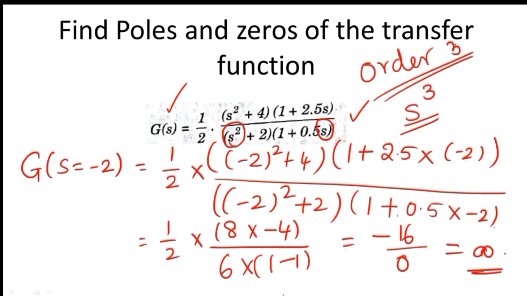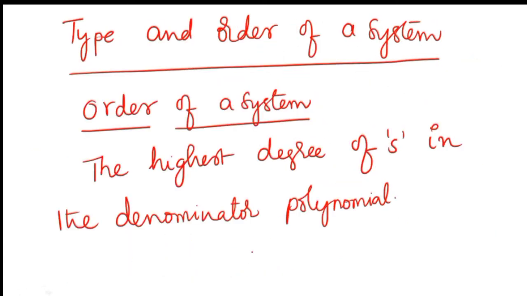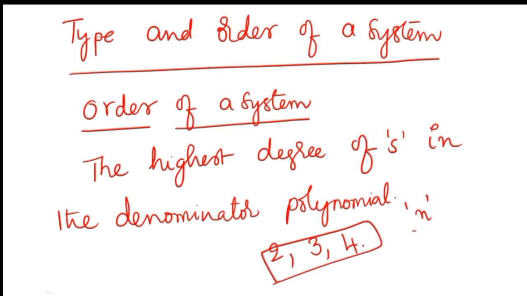Okay. So, what is the order of the system? It is the highest degree of S in the denominator polynomial. The highest degree may be any value. In general, we deal with systems that have highest degree equal to 2, 3, up to maximum 4. But in general, we take nth order system. We take order of the system as n. That means s power n, s power n minus 1, s power n minus 2, like that you will get.